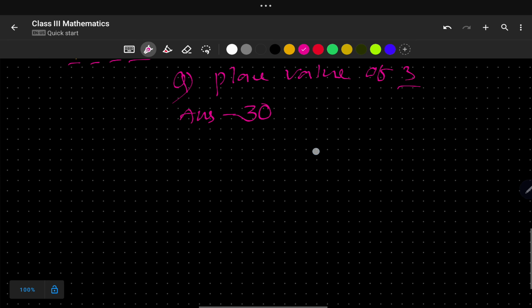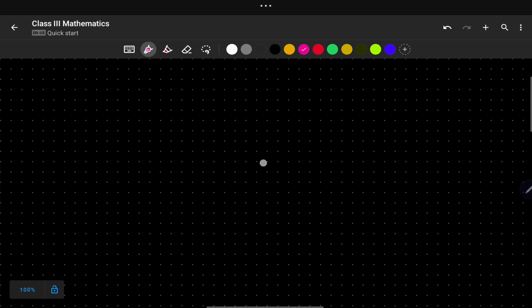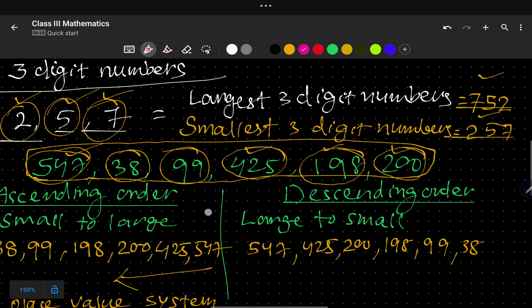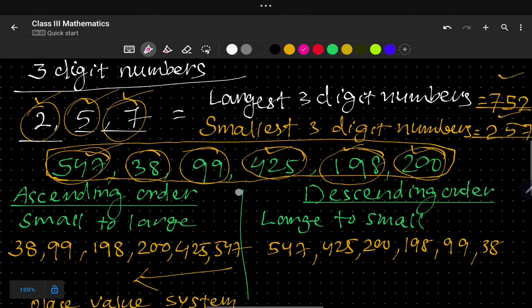Suppose we have one question, formation of 3-digit numbers. Suppose you are given the numbers 4, 0 and 7. This is one important question. You can see here we have already done the largest 3-digit number and the smallest 3-digit number. We have prepared it well.